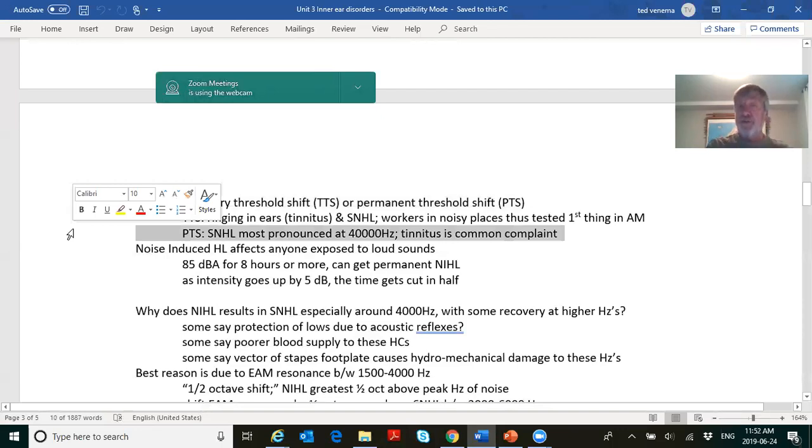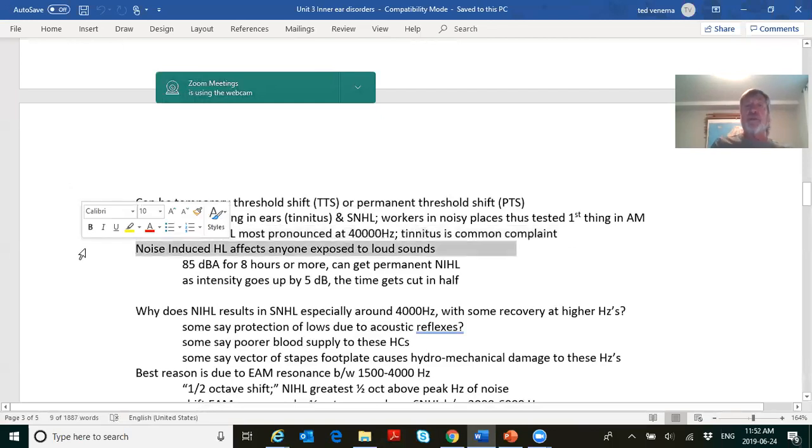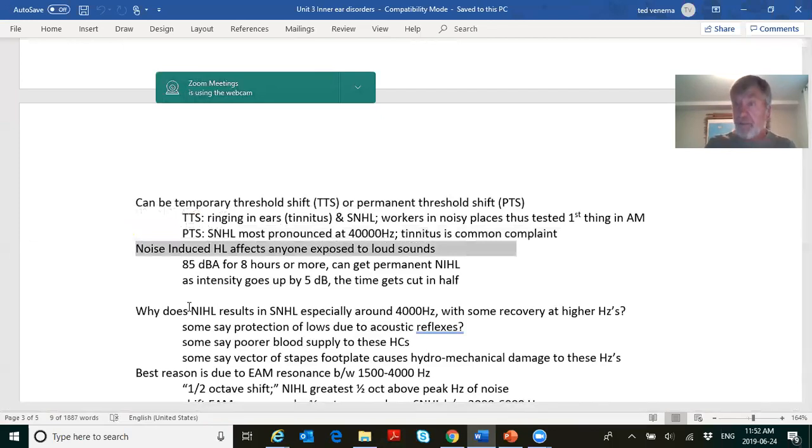Permanent threshold shift due to noise. The sensory neural loss will be most pronounced at 4,000 hertz. And tinnitus is the most common complaint. Remember these things. This is the earmarks, in quotes, of NIHL, noise-induced hearing loss. It can affect anyone exposed to loud sounds, but what are the limits? What is it? Put a star by this. You had it in acoustics, now you're getting it again, okay? 85 dBA. What the Sam Hill is that?